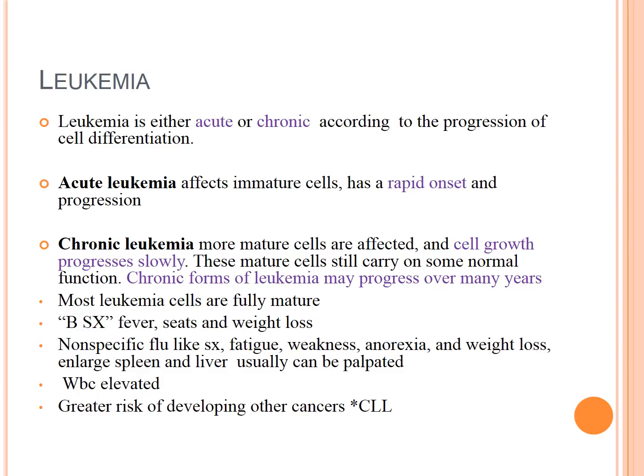So most leukemia cells are fully mature with chronic leukemia. Okay, acute leukemia is more very immature cells that are replicating fast. All right, we're going to go through the different leukemias and talk about the general signs and symptoms again that were listed a couple slides back.